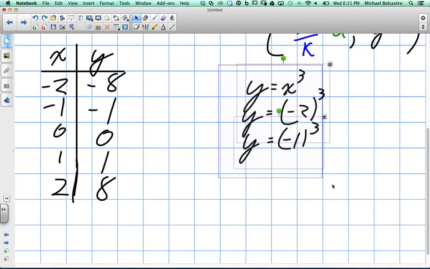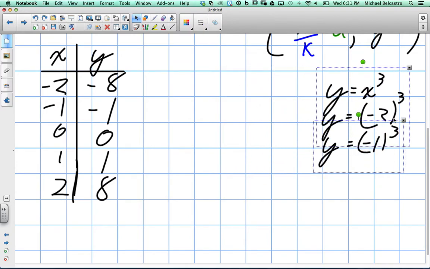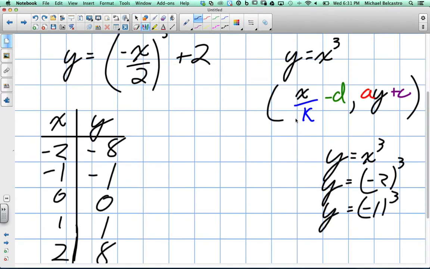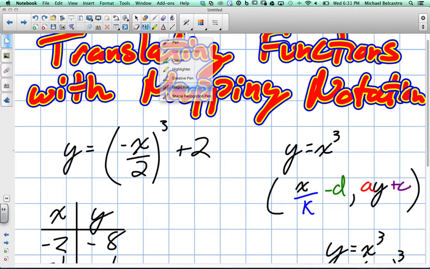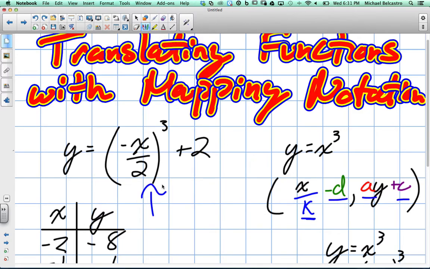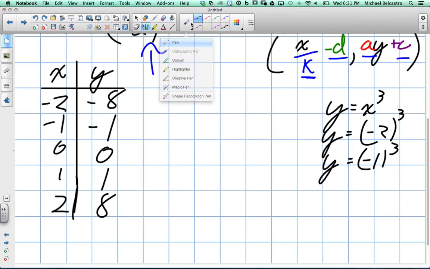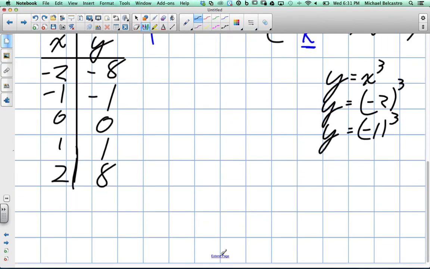Okay, so we built that really quickly. Maybe you already knew what they would look like. Let's build what our mapping notation was so that we can actually extract our new coordinates from each one. We'll have to, and this will be the hard part, figure out what our a, c, d, and k are in this cubic function. So I'm going to go below here, and I'm actually going to write out our parent function here.